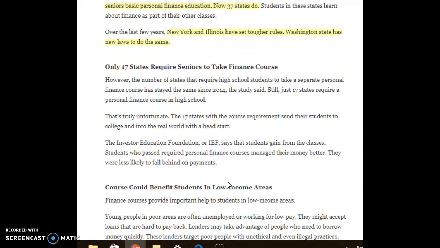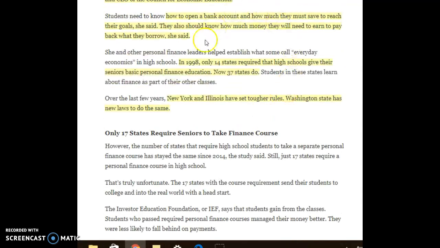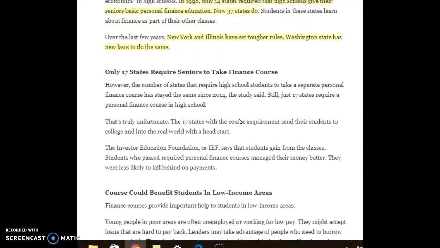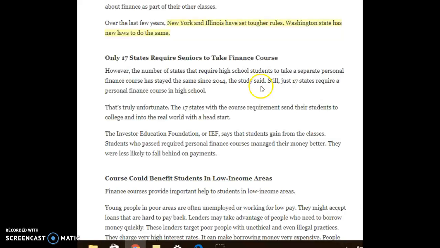Moving on, only 17 states require seniors to take this finance course. She goes on, however, the number of states that require high school students to take a separate personal finance course has stayed the same since 2014, the study said. Still, just 17 states require a personal finance course in high school. So up here she explains states offer this education as an option, but here she's telling us it's not a requirement. She says that's truly unfortunate.